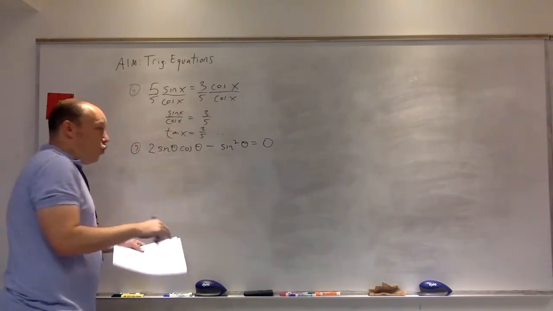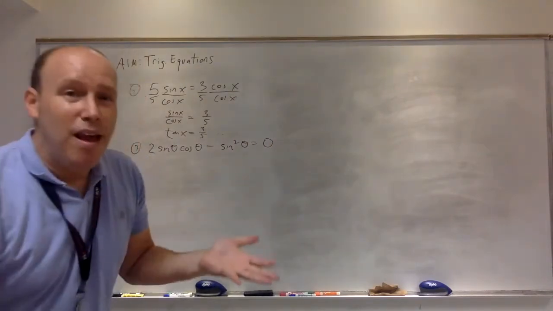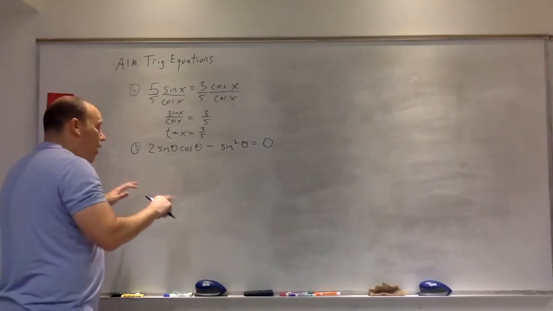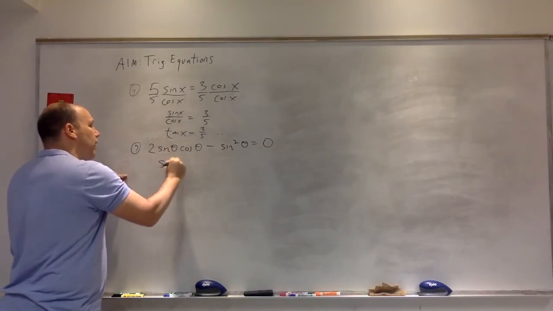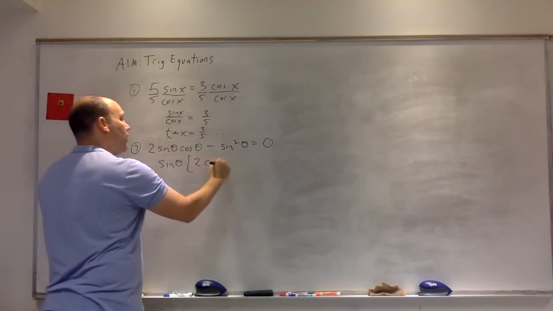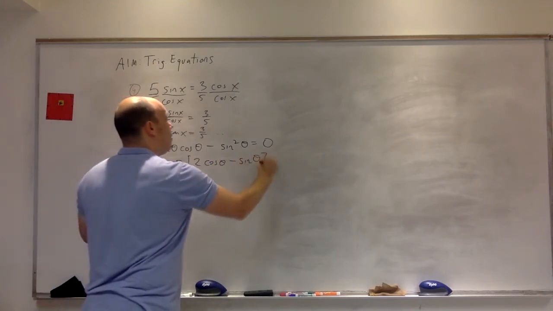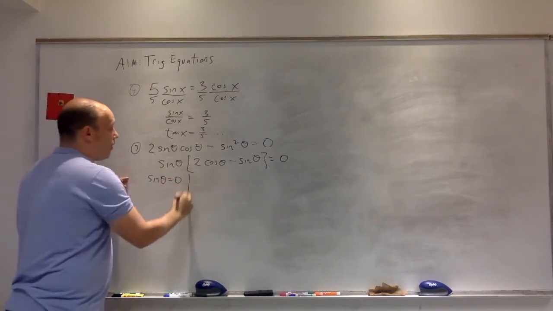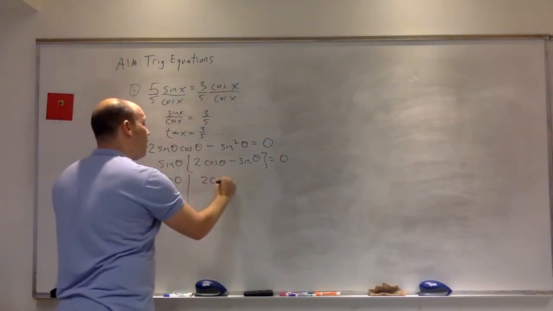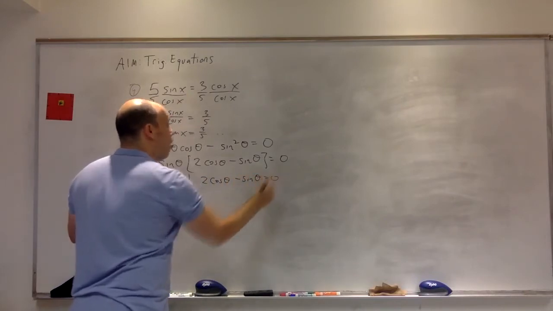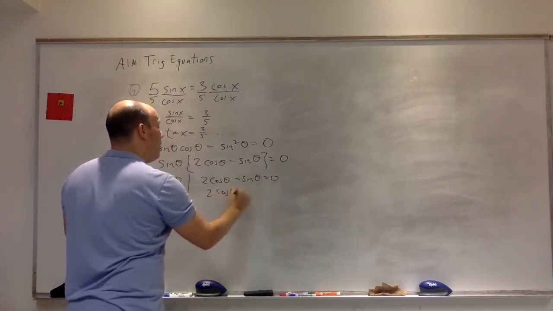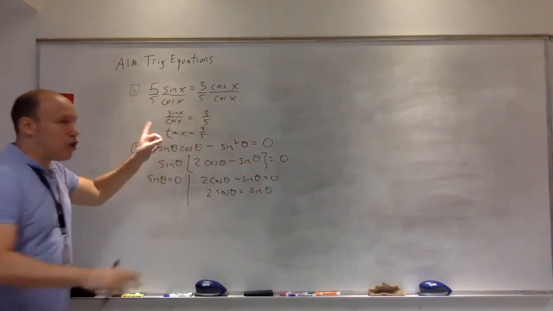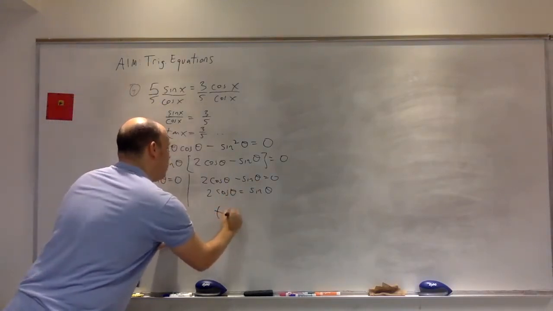So what do you do with this? Well, you say, okay, it's a quadratic, but regardless, whenever I have any type of equation, I want to try to factor. If I can factor, I'm in good shape. So let's factor out a sine theta. And what we're left with is 2 cosine theta minus sine theta equals 0. Okay, well, sine of theta equals 0. That's one thing. The next thing we have is 2 cosine theta minus sine theta equals 0, and we have 2 cosine theta equals sine theta. And you say, you know what? It's that tangent thing. So we have tangent of theta equals 1/2.